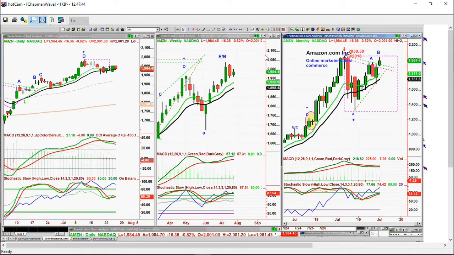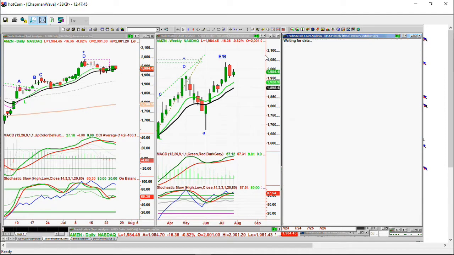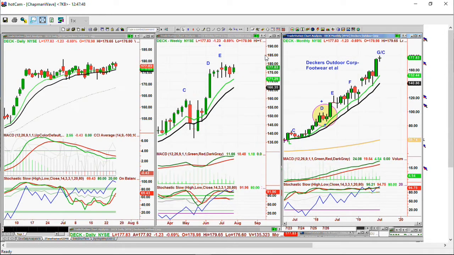Deckers, let's see what Deckers is. What time is Deckers? 4:05. Look at this. Deckers has outdoor equipment almost at the all-time high, 177.83. Peak E in the weekly chart, leg G/C with a doji candle with a week to go for the month.